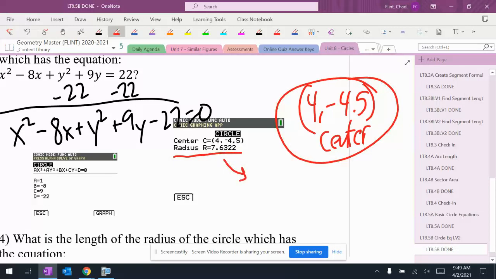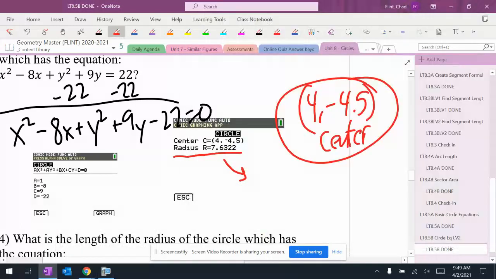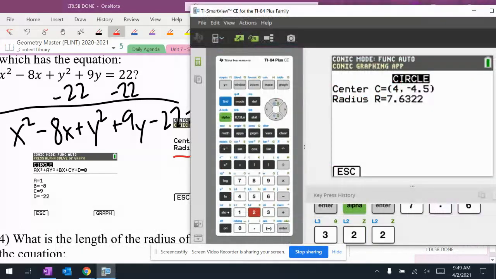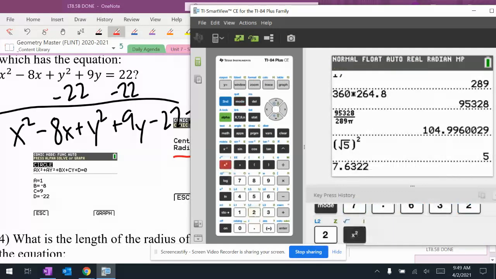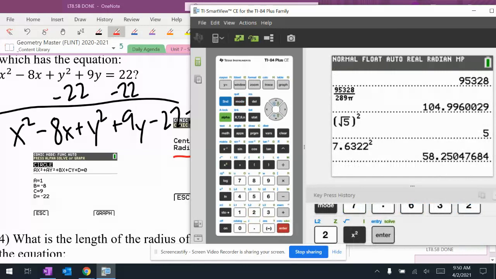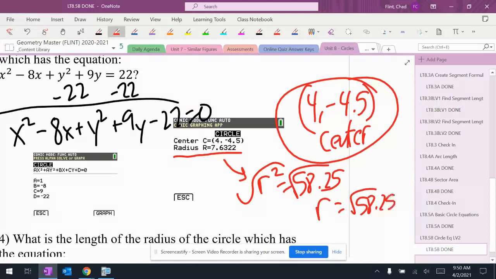So what I would do in that situation is I would square it, because that's the radius, and see what it was squared. So let's bring this back up. 7.6322. Whoops, I got to quit out of here first. Sorry. 7.6322. And I would square it. Okay, 58.25. So whatever it comes out there, I would round it to the hundredths or whatever the nearest thing is there. So it's going to be 58.25 would be the radius squared. So I would say radius squared equals 58.25. And I would leave it as radius equals square root 58.25 just to be safe.